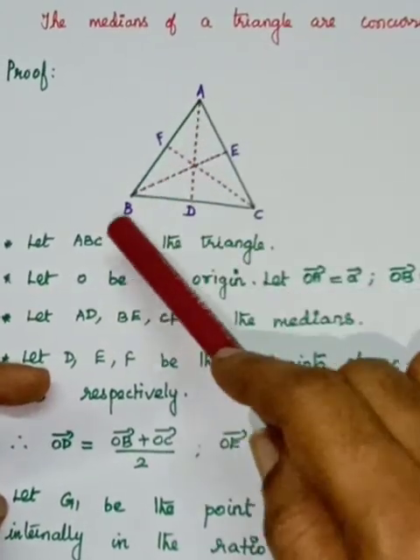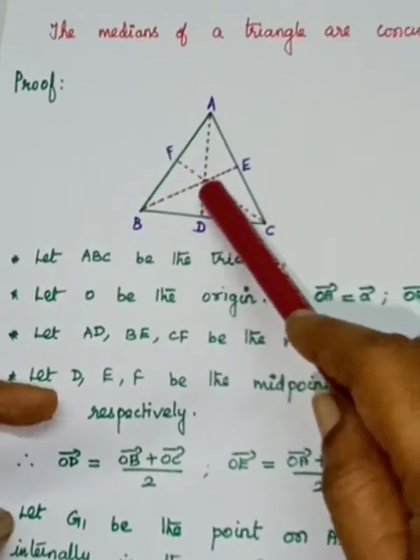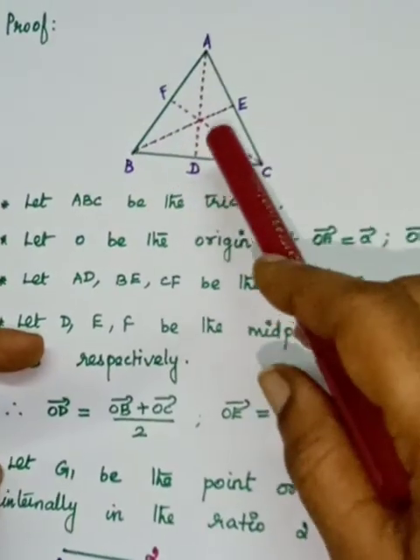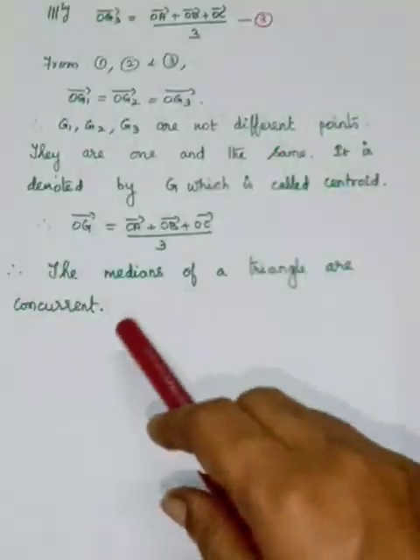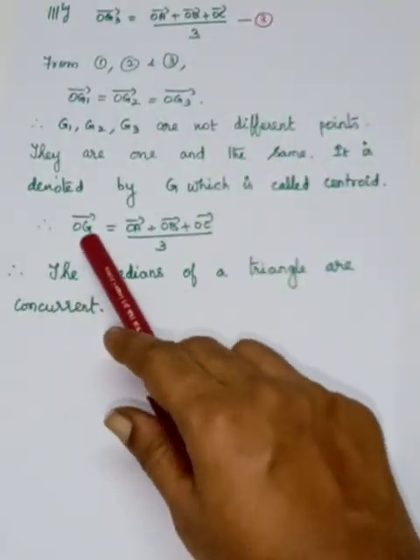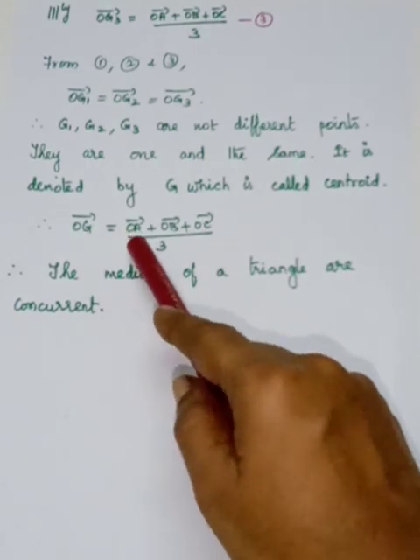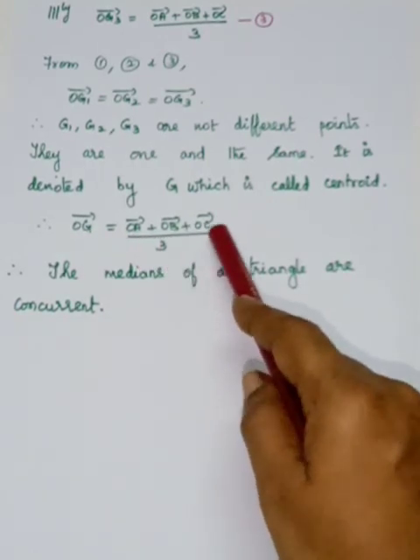So the meeting point of all the medians is nothing but G. G is called the centroid. So the position vector of the centroid is the OG vector. The answer is OA vector plus OB vector plus OC vector by 3.